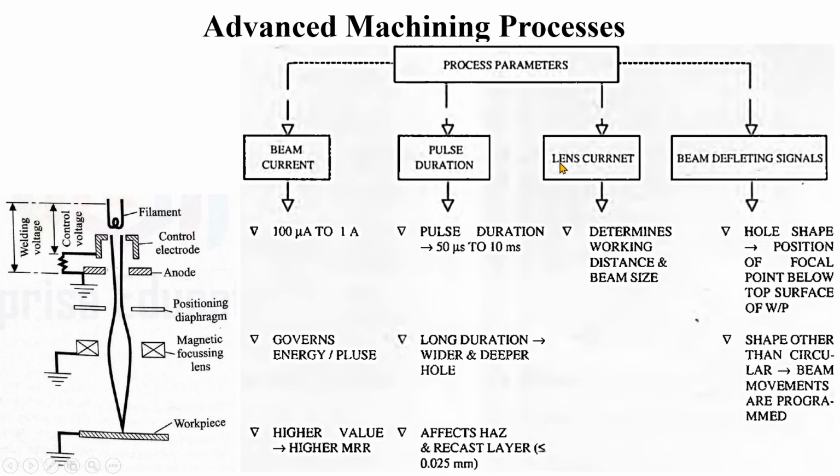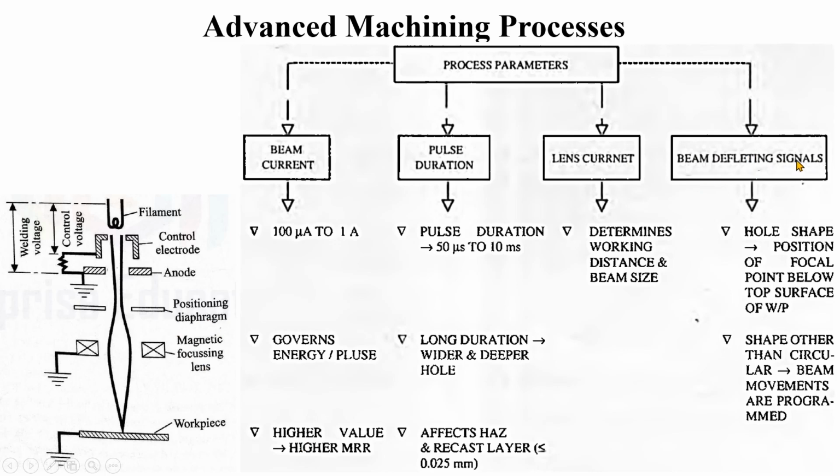And the next thing is the lens current. This lens is nothing but the magnetic focusing lens. It determines the working distance, which is the distance between the lens and the workpiece surface. If we vary the current for this magnetic lens, then the working distance can be varied. And the beam size can also be varied by varying the current applied to the magnetic lens.